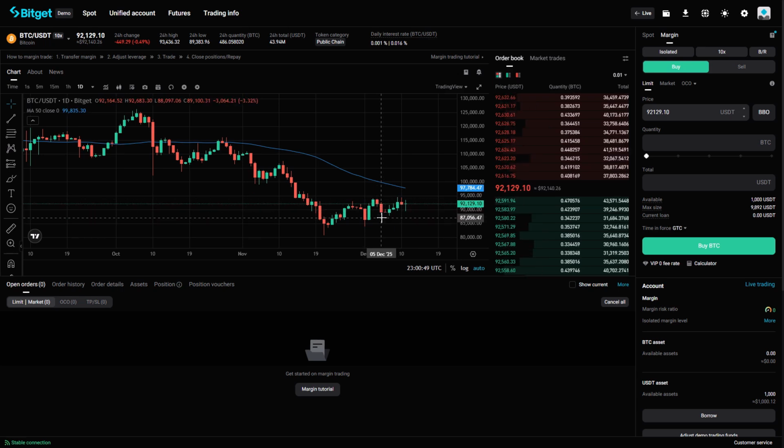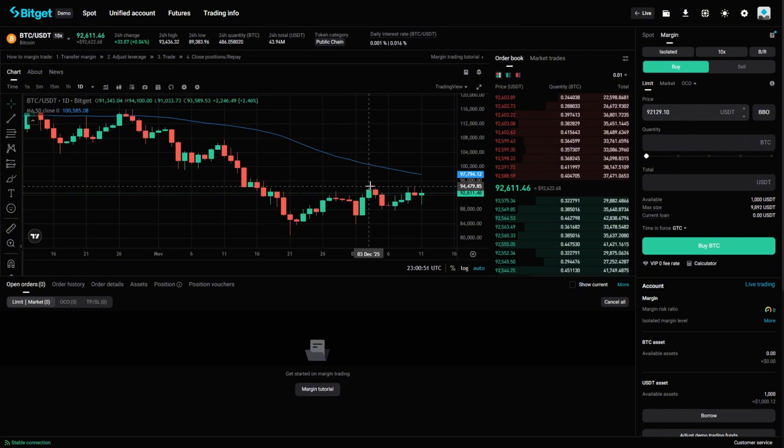The body of the candle shows the opening and closing price, and the wicks, the thin lines above and below, show the highest and lowest prices during that period. Learning to read candlesticks is one of the most important skills in trading. It tells you the story of what buyers and sellers are doing. Now that you understand the chart, let us talk about the tools you can use to analyze it.